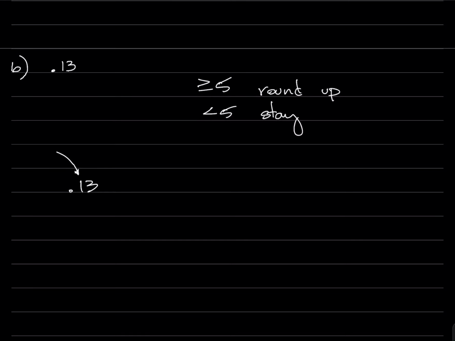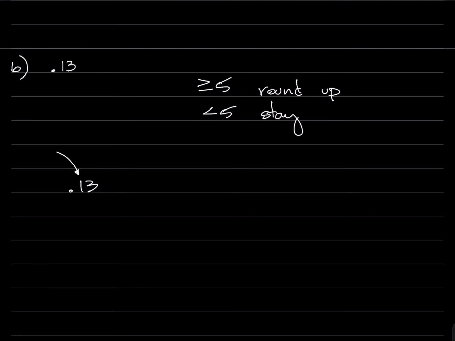We'll look at one more example in this section. Here we're going to talk about rounding. So just remember, if the number that we're looking to round is bigger than or equal to 5, we're going to round up. If it's less than 5, it's going to stay. So in this example, we have 0.13. We want to round to the nearest tenth. So that is this place right here, to the nearest tenth.